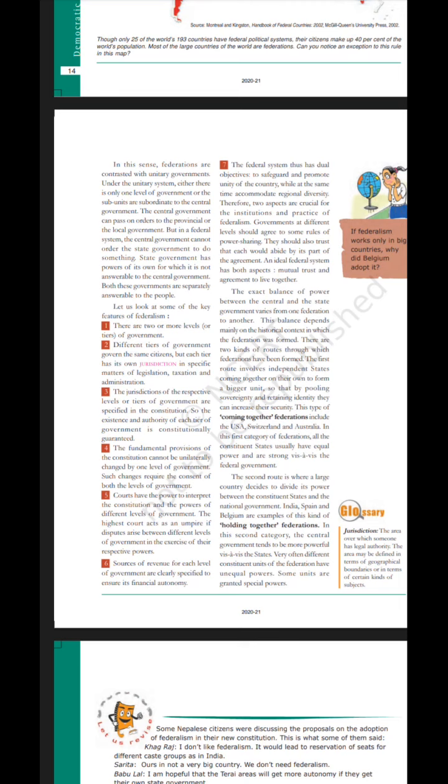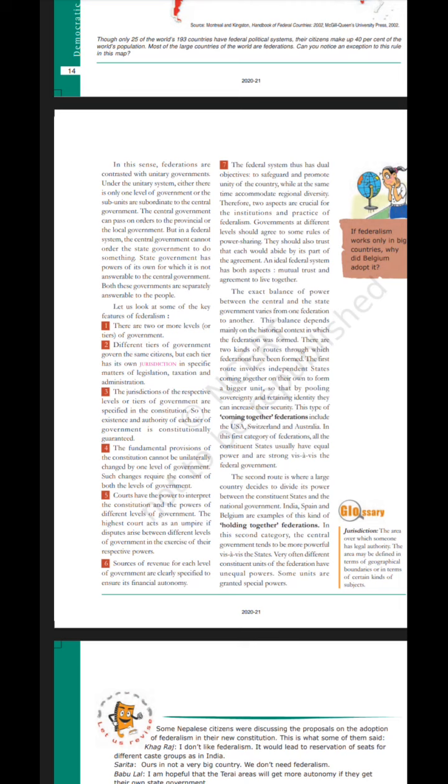government. The second route is where a large country decides to divide its power between the constituent states and the national government. India, Spain, and Belgium are examples of this kind of holding together federations. In this second category, the central government tends to be more powerful vis-a-vis the states. Very often, different constituent units of the federation have unequal power. Some units are granted special powers.